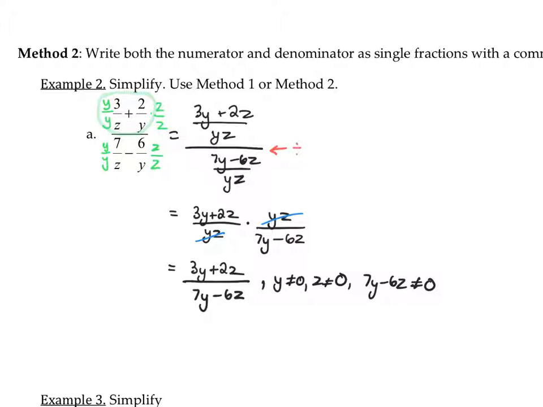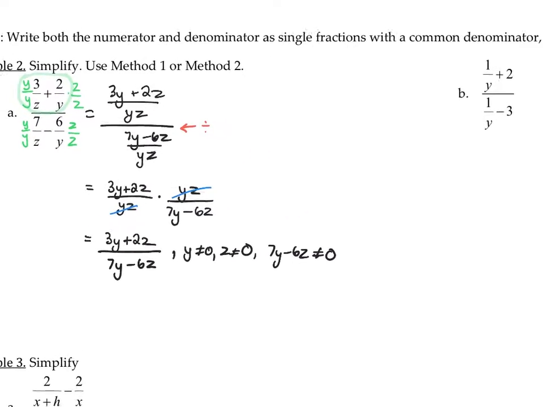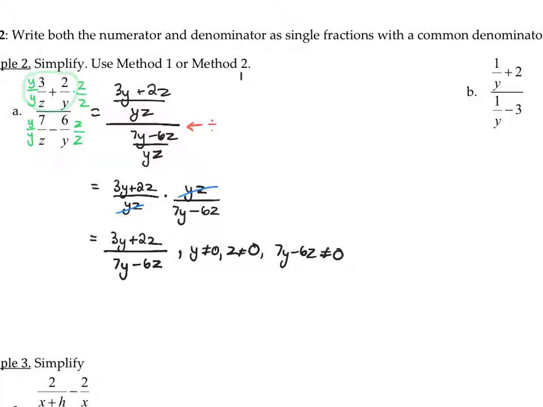I don't think that your textbook will require you to list the domain restrictions on complex fractions, but it's always a good idea to go ahead and list them. I'm going to show that same problem with Method 2 instead. I actually prefer Method 2. I think it's a little bit faster.